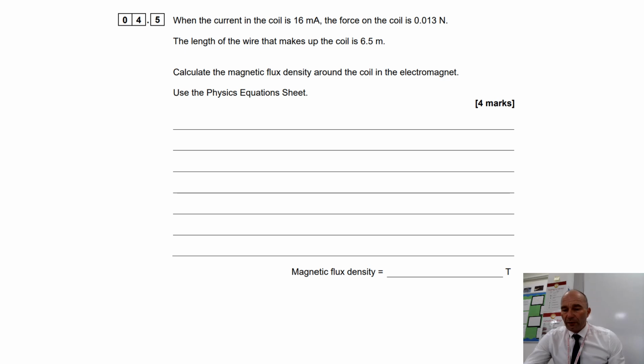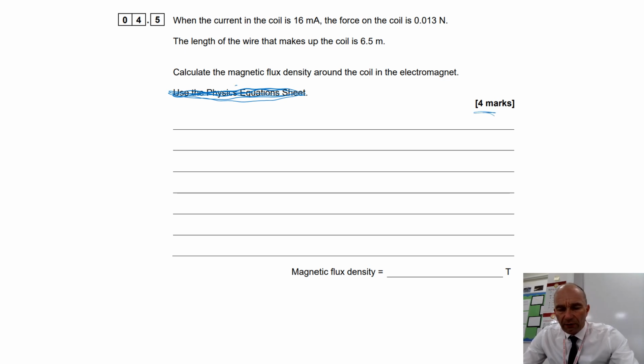Right, we've now got a bit of maths to do, and this is worth 4 marks, so you should be getting a little bit suspicious about this one because there's only one formula to use in this case. Now it says use the physics equation sheet. Unfortunately, the equation that we need to use is not one of the ones given to you. As far as we're aware, you're not going to be having the full formula sheet this time around. Now, we should be suspicious. This is worth 4 marks.